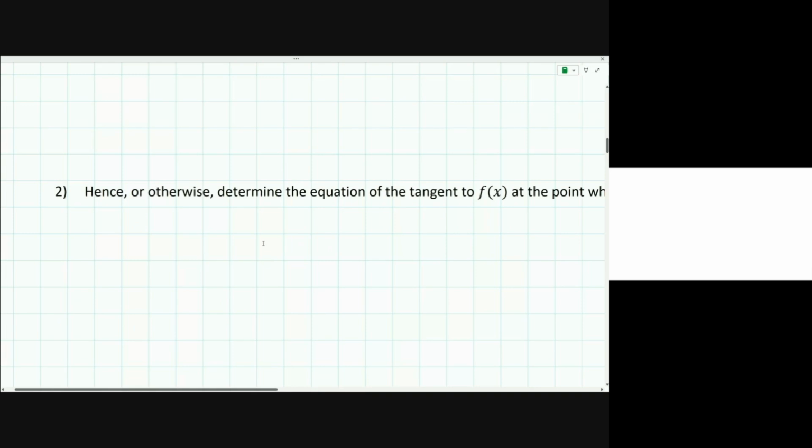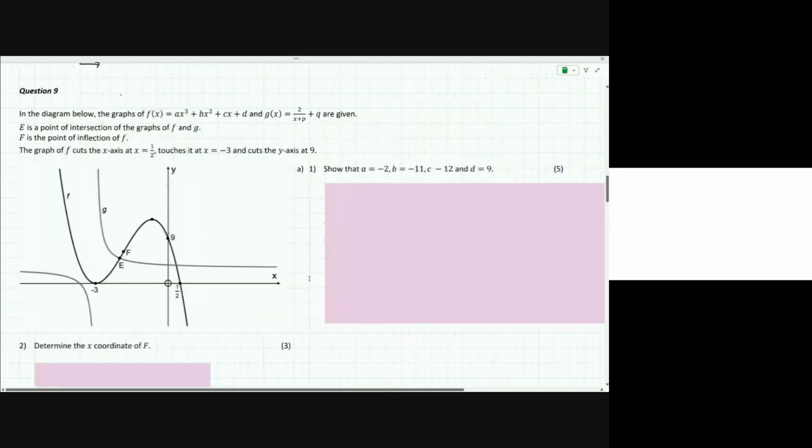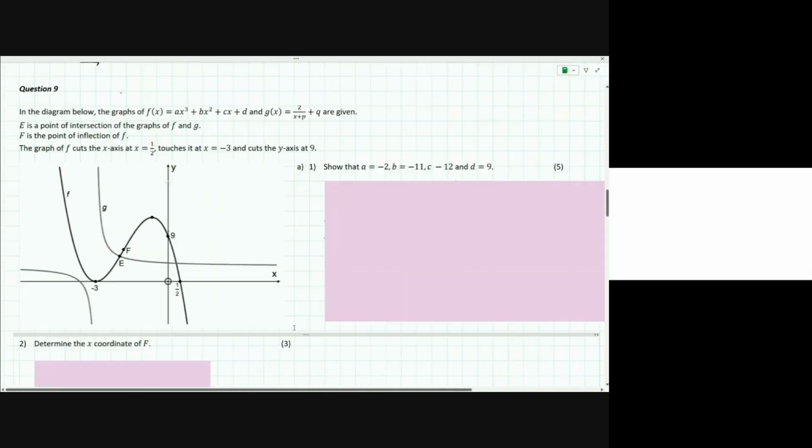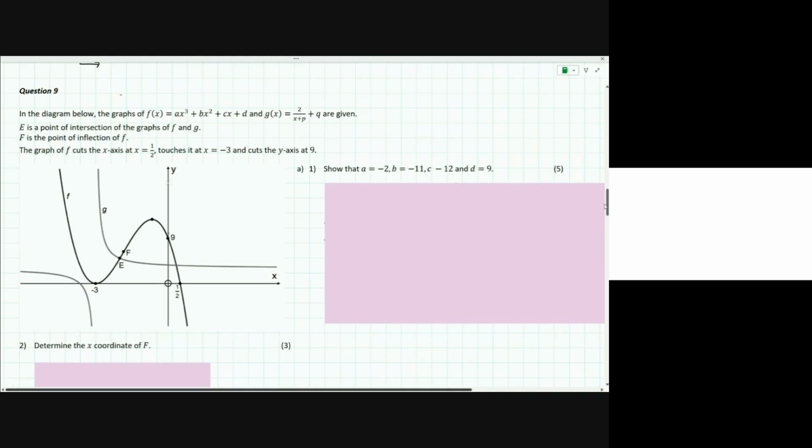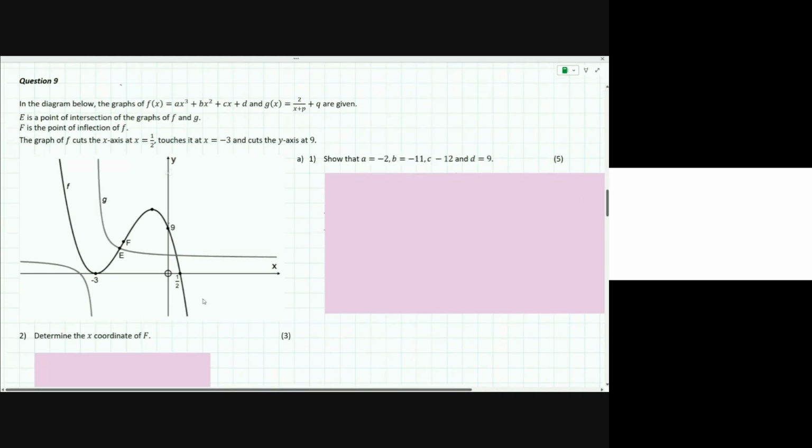Okay, so this is what we did on Monday. Right, so I know there's a hyperbola on this graph. It's not super important. We're more focusing on the cubic, which is graph f. But let's have a look. So it says, in the diagram below, the graphs of f of x equals ax cubed plus bx squared plus cx plus d, and g of x equals 2 over x plus p plus q are given.